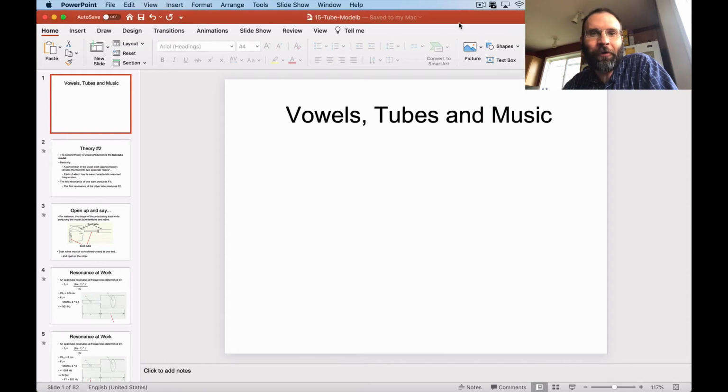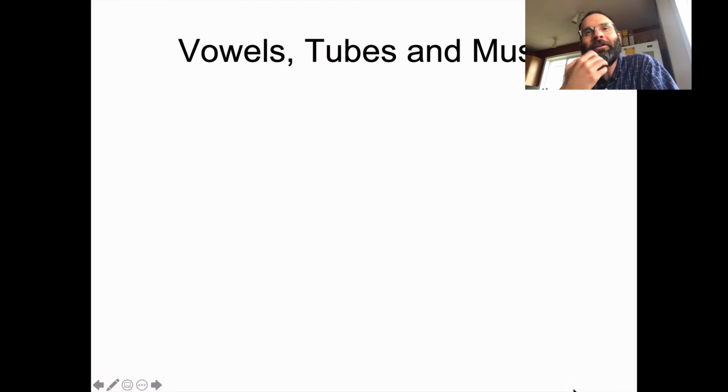Hello again, Ling 441. We're back, and today I want to talk to you about the other model of how we go from the articulation of vowels to their acoustic properties. And this is the two-tube model. So I'm going to talk about that. I'm going to talk about vowels. I'm going to talk about tubes.